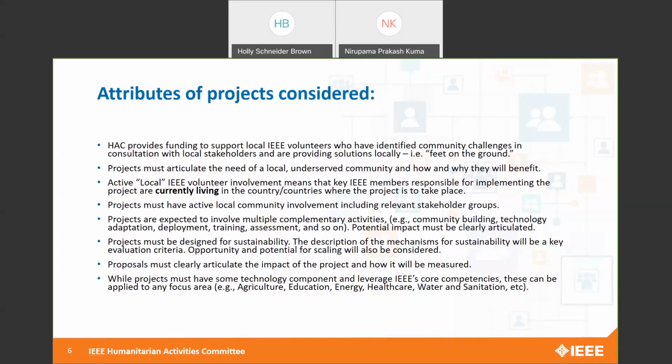And of course, all projects have to have a technology component. It cannot be some kind of a project where, hey, we are going to do this work in this orphanage and it's going to be a bunch of volunteers showing up with toys. And while that's a very beautiful thing to do, and we encourage you to do that in your personal time, as an IEEE project, it has to involve a technology component. Next slide, please.